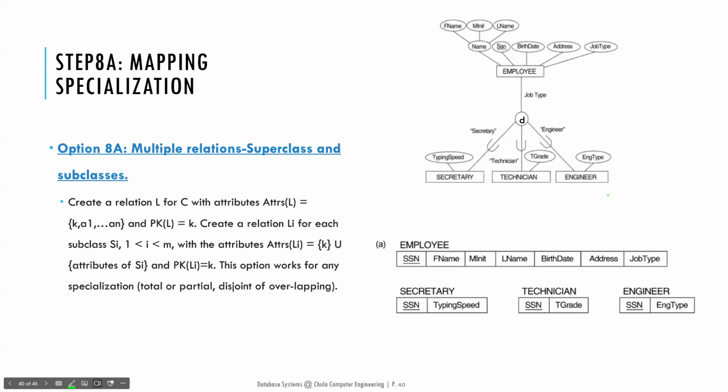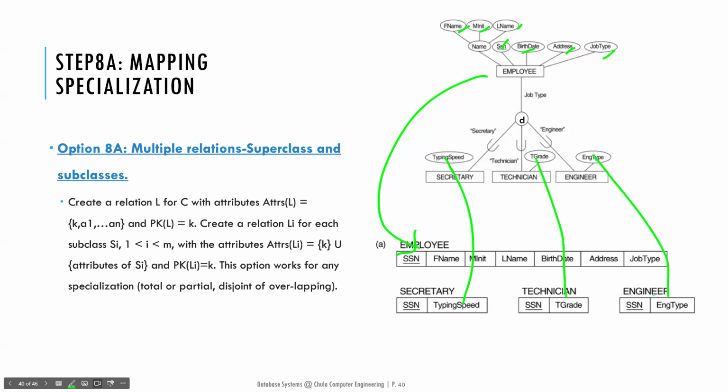And then we also create a relation that belongs to each of the subclasses here. So what you can see here is that you have the employee superclass, which is translated into the relation here called employee. So for an employee, you have social security number. You have just atomic ones, right? F name, middle initial, and last name. You have birth date, you have address, and you have job type. But now you also create a relation that belongs to each of the subclasses. You have secretary, technician, and engineer, where you have typing speed there. You have T grade there. You have engineering type there.